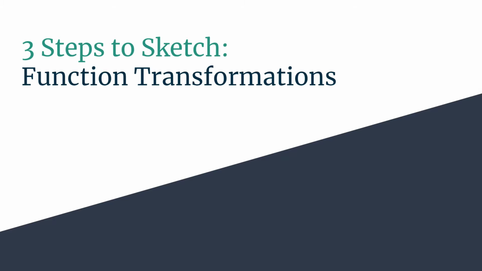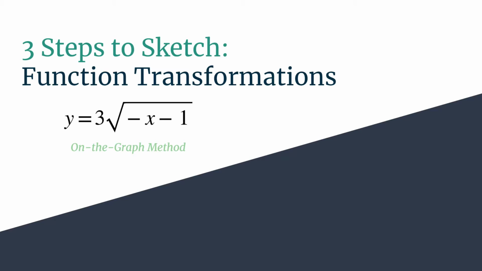Welcome to a 3 Steps to Sketch on function transformations. So today we'll look at the transformation of a square root function. Specifically, we'll look at the equation y equals 3 times the square root of negative x minus 1. And we'll do this using our on the graph method. So we're transforming that parent function, y equals square root of x.